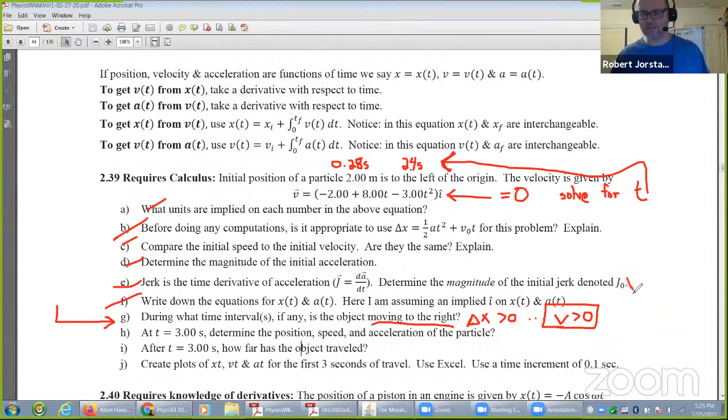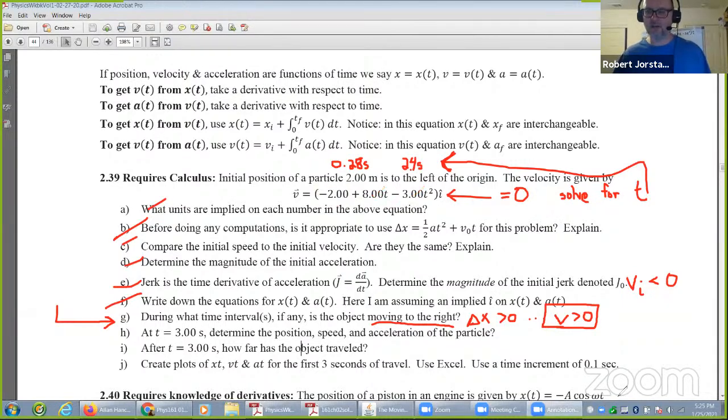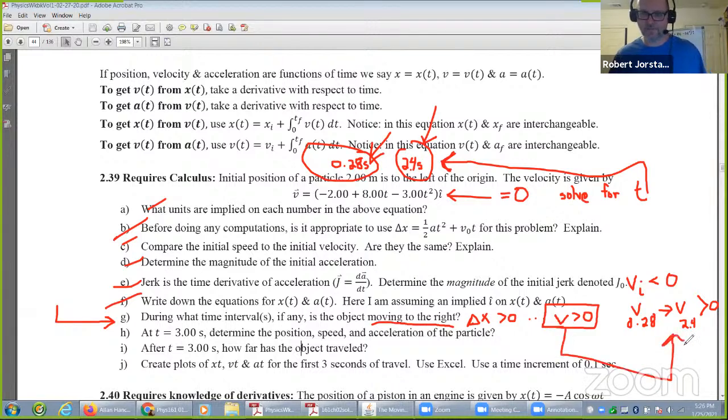So let me see if I can make this make more sense. We already know V initial is negative, right? V initial is -2, because if you set the time to 0, we get -2. So we know the initial velocity. Then we know at 0.28 seconds, it's going to change. So that means it's going to move forwards after that. So V from 0.28 to 2.4 is greater than 0 because it changed at this special time. And then it's going to change back. So for this problem, it's moving to the right whenever V is positive. Great job.